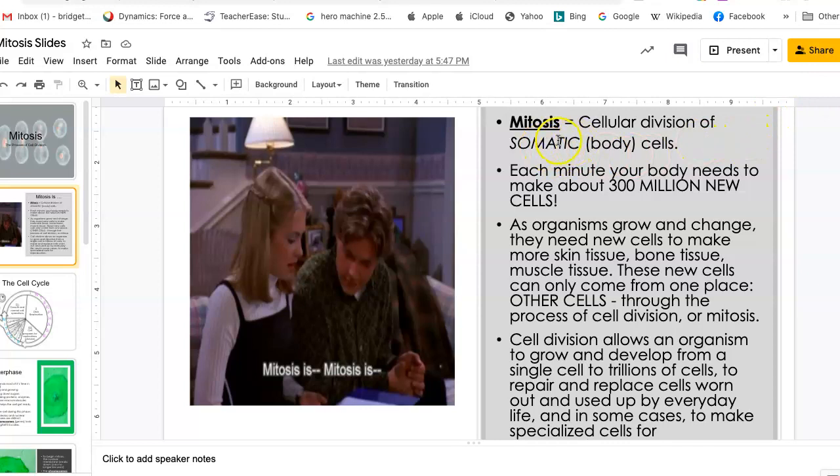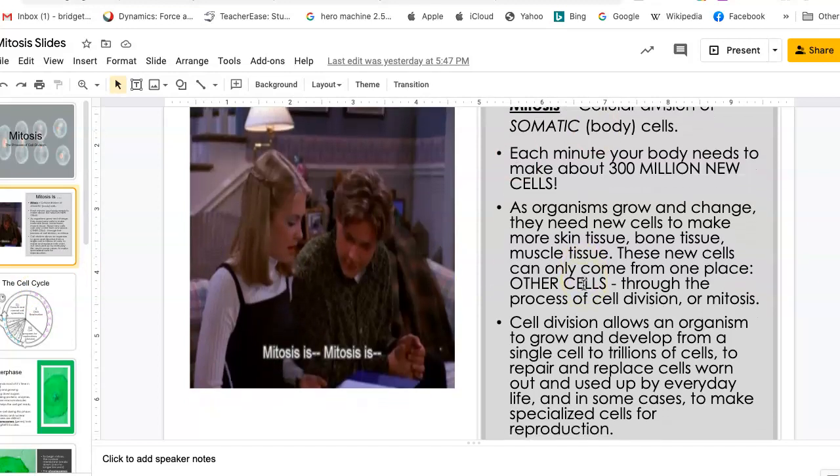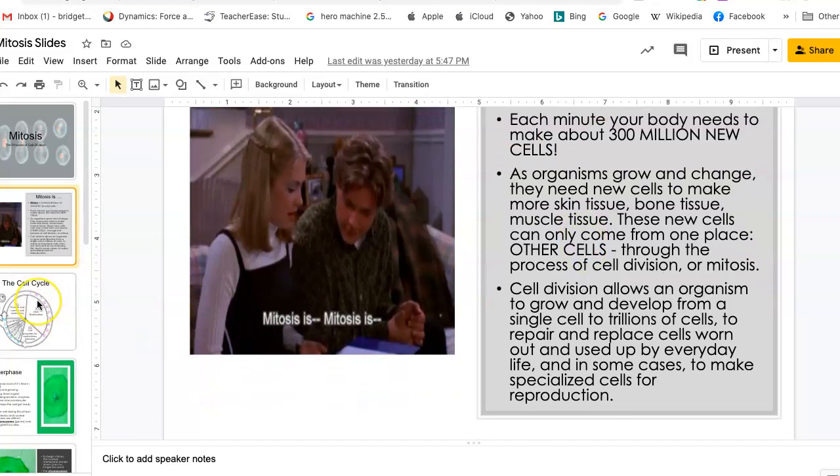When we talk about somatic cells, that's any of our body cells, the ones we were just mentioning, pretty much every single type of cell in your body except for the sex cells, and we'll talk about those another day. It allows us to grow and develop from a single cell to trillions of cells. We can repair and replace cells and basically go through our everyday life. And this is not just for us, but for plants, other animals, and so on.